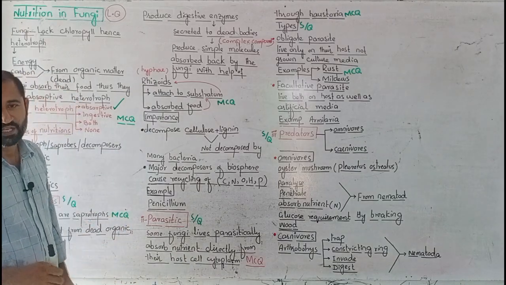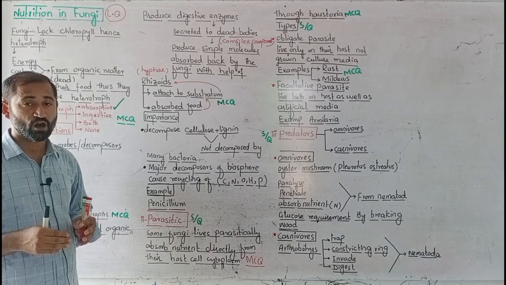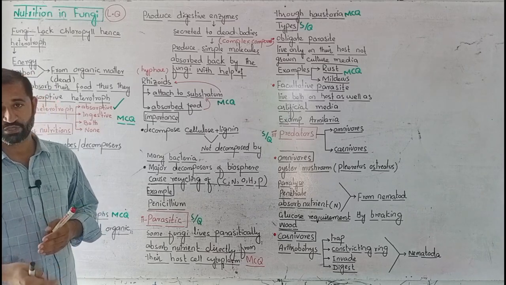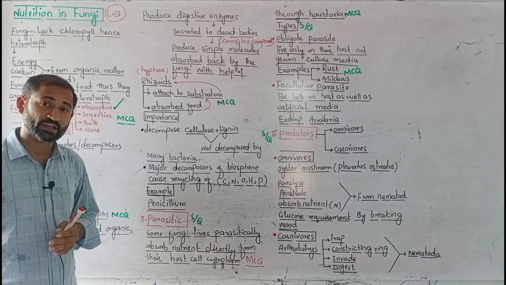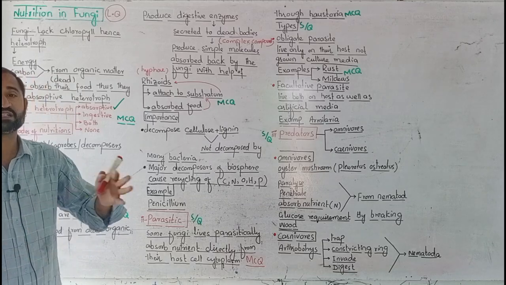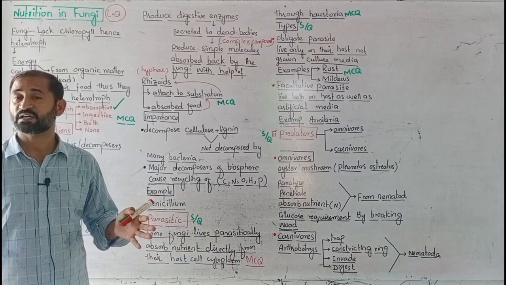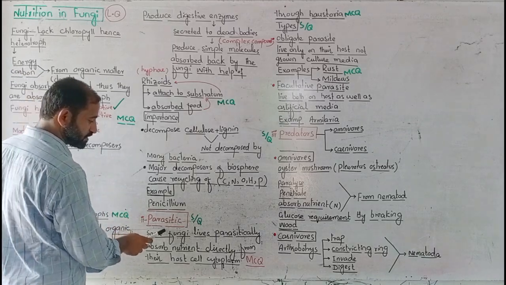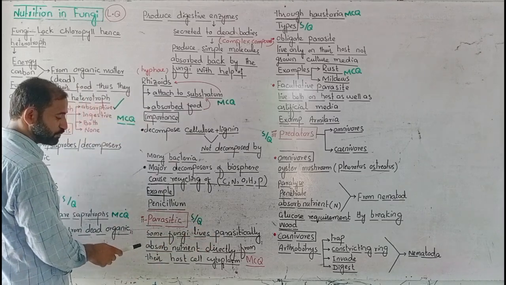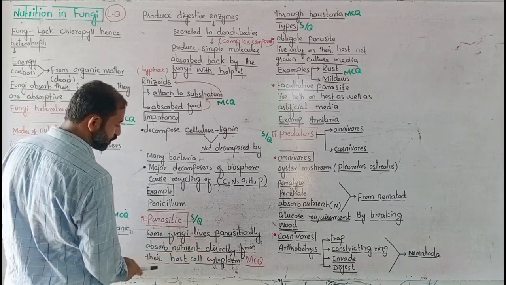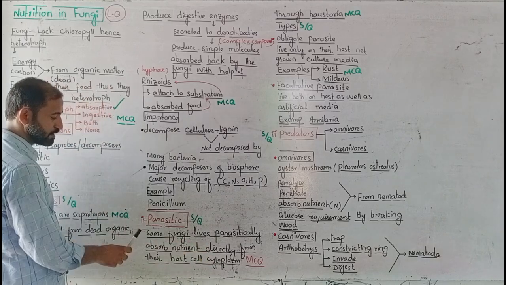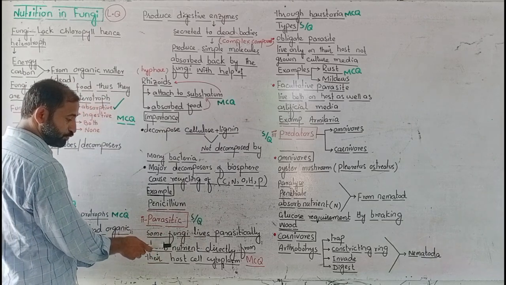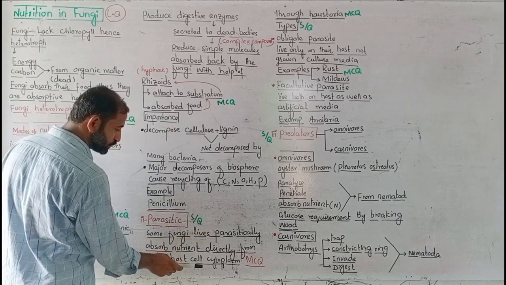parasitic mode of nutrition, that is how fungi obtain food by living parasitically on their host, meaning they are decomposers as well as parasites. In parasitism, we will study how they get food from their host. Some fungi live parasitically and absorb nutrients directly from their host cell cytoplasm.